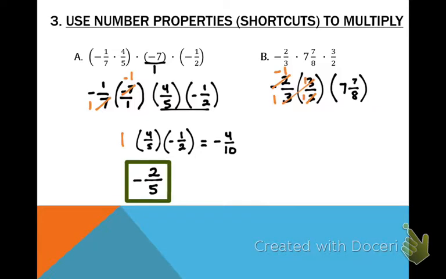I am multiplying a negative times a positive. What's my answer going to be? Negative, and 1 over 1 times 1 over 1 is simply 1. -1. What else do I still have to bring down?